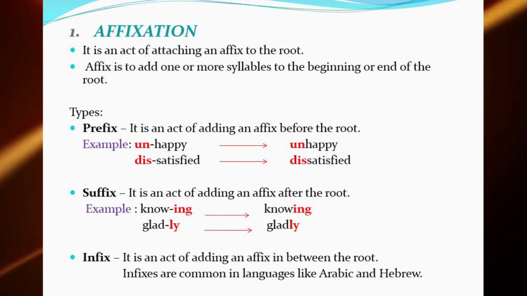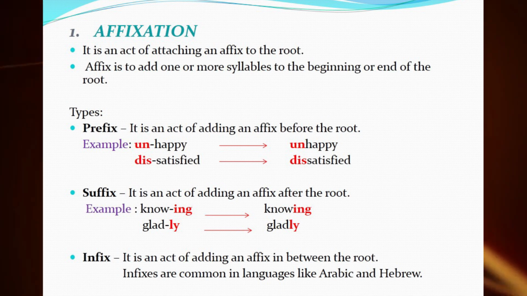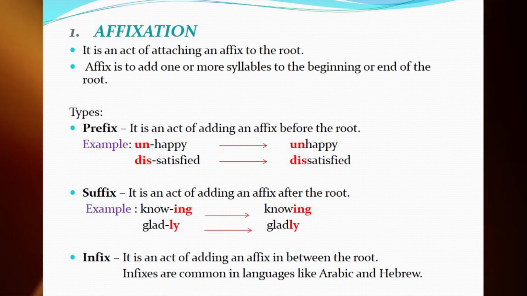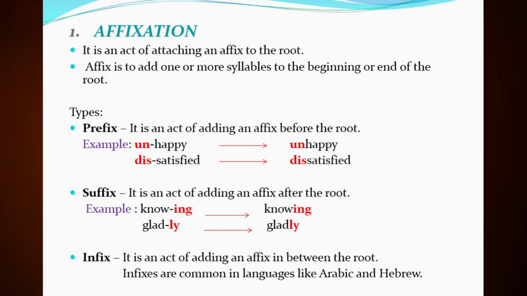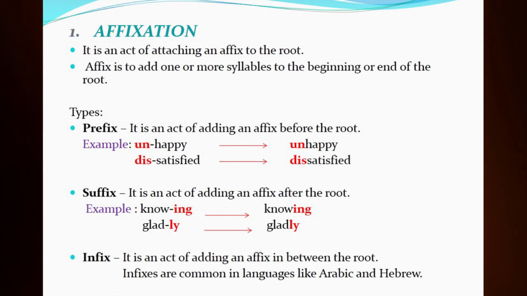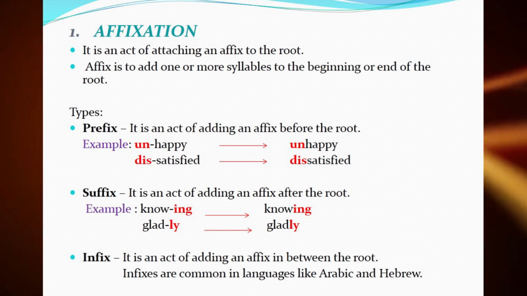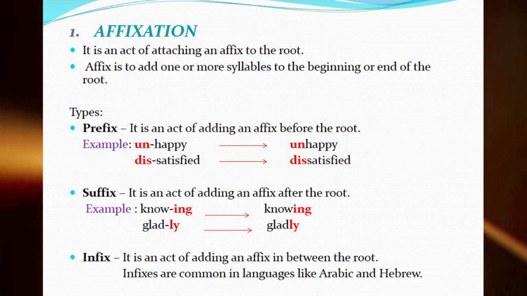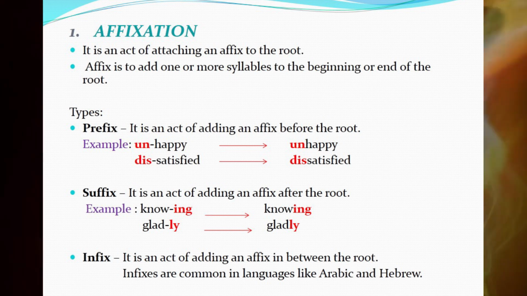Affixation is an act of attaching an affix to the root. Affix is to add one or more syllables to the beginning or end of the root. There are three types of affixes: prefix, suffix, and infix. Prefix is an act of adding an affix before the root. When the affix UN is added before happy, it becomes unhappy.